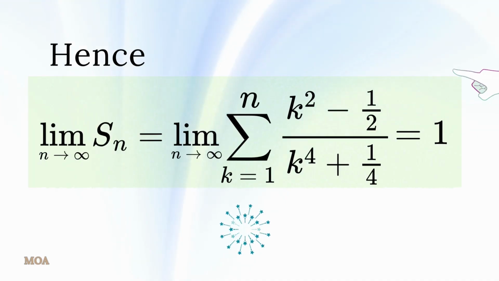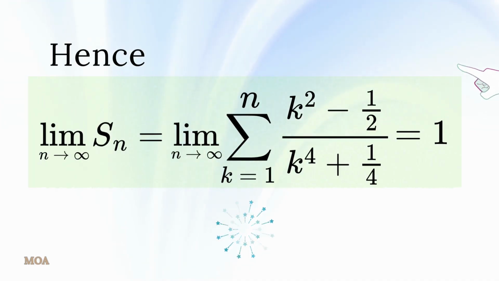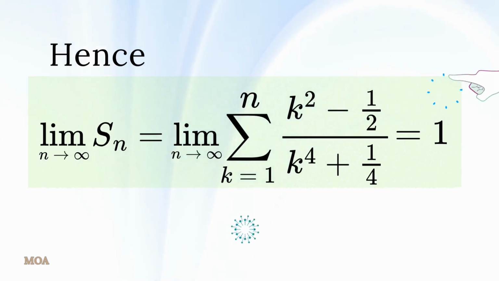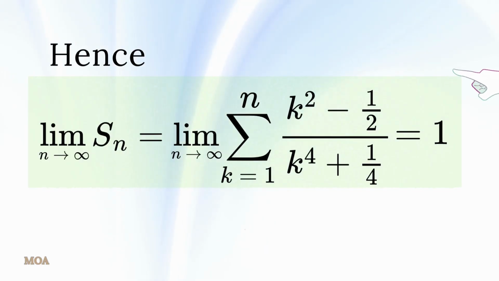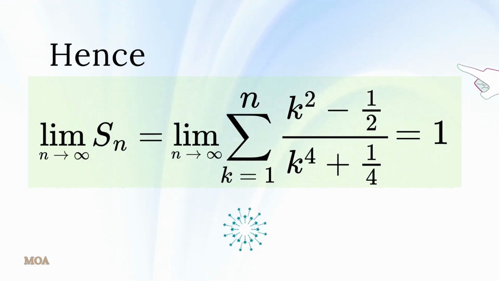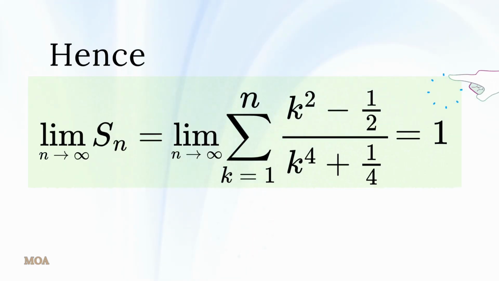Hence, the limit of s sub n as n tends to positive infinity equals the limit as n tends to positive infinity of the sum from k equals 1 to n of the quantity k squared minus 1/2 over k to the 4th power plus 1/4, which equals 1.